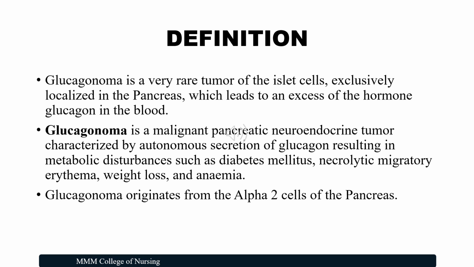Definition. Glucagonoma syndrome is a rare tumor that occurs in the islet cells of the pancreas and leads to an excess secretion of the hormone glucagon in the blood. It is a malignant pancreatic neuroendocrine tumor which results in metabolic disturbances like diabetes mellitus, necrolytic migratory erythema, weight loss and anemia. This syndrome originates from the alpha 2 cells of the pancreas.